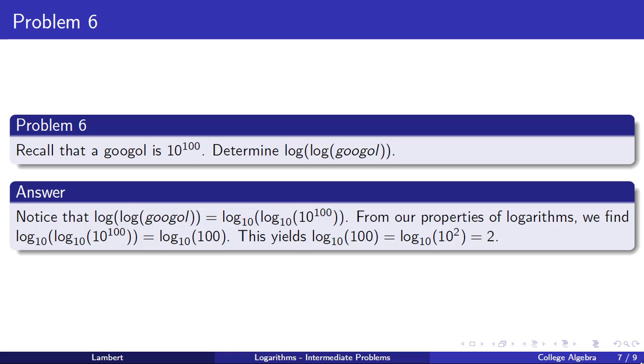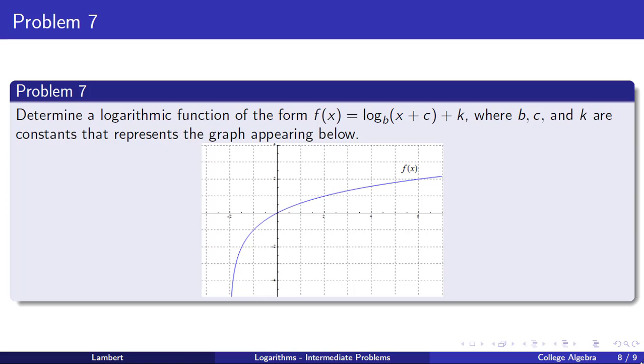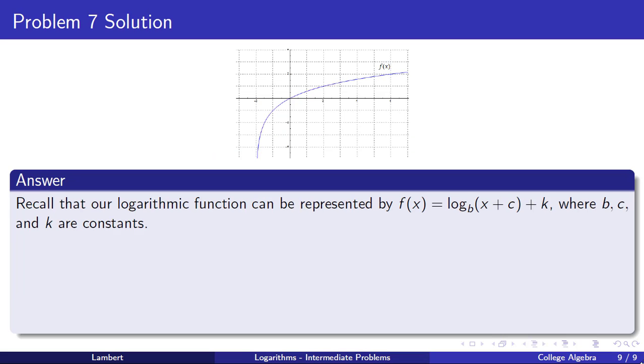Okay, last but not least, our last problem here: we want to determine a logarithmic function of the form f of x equals log base b of the quantity x plus c, plus some k on the outside, where b, c, and k are constants, that represents the graph appearing below. So there are some different routes here, but we'll get the ball rolling by just thinking about what's going on. So we have this b, c, and k.